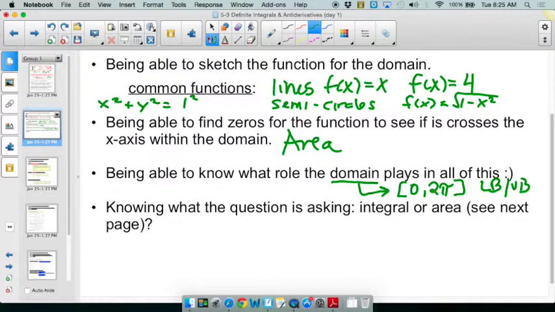And then the other important skill is, are we being asked to integrate, or are we being asked to do some geometry?